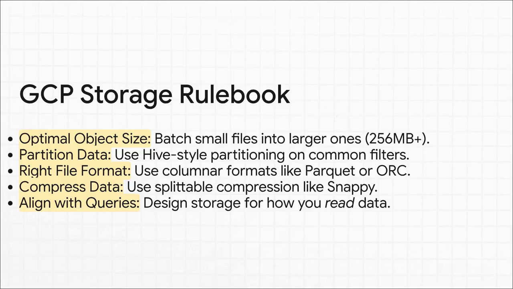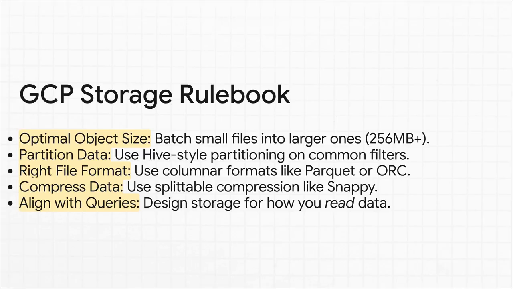Rule 3 is a big one. Choose the right file format. You want to use columnar formats like Avro, Parquet, or ORC. These are perfect for analytics because they let the query engine read only the specific columns of data it needs. So if you just need the player_score, it only reads that and ignores everything else. That's a massive speed up.